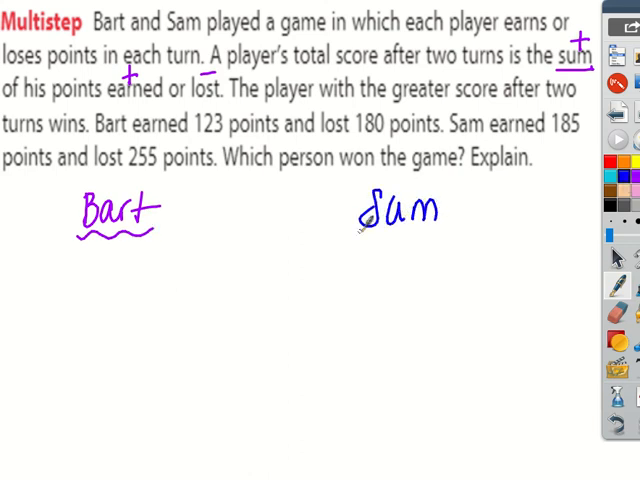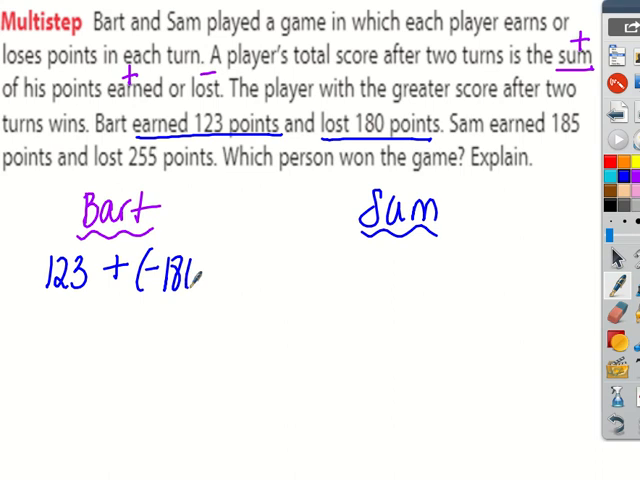Okay? The first thing we have to do is write their math problems. So if we look at Bart, Bart earned 123 points. Well, 123 is a positive number, right? We go back to the idea that we are adding integers because it said the sum of the two terms. And then he lost 180 points. So loss is negative. Okay, so there's my math problem for Bart.